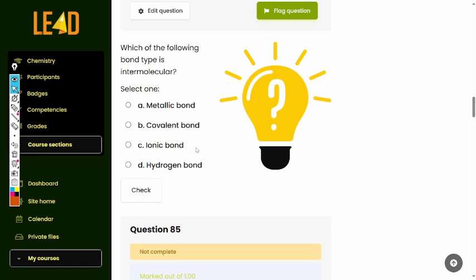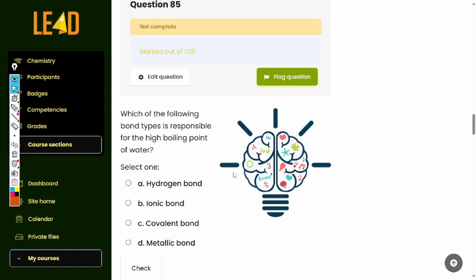For covalent bond, it happens within two atoms, so it's not intermolecular, it's within a molecule. Ionic bond is between ions, so that's not intermolecular. But hydrogen bond is intermolecular because it's formed between hydrogen from one molecule and another electronegative element of another molecule. So it's from one molecule to another. That's why the answer is hydrogen bond.